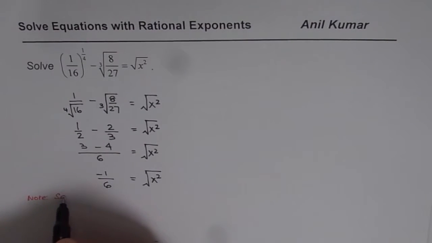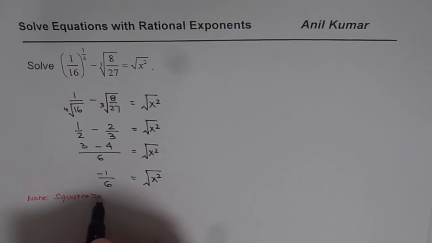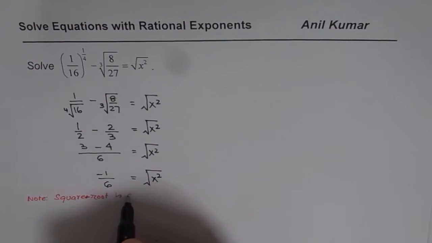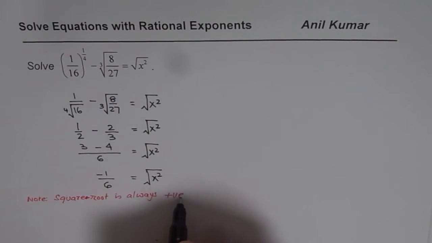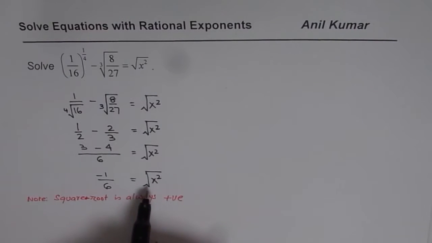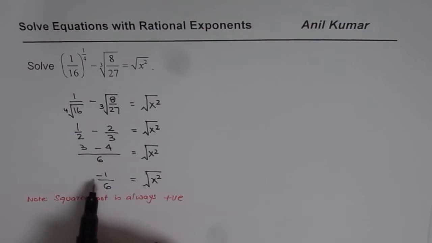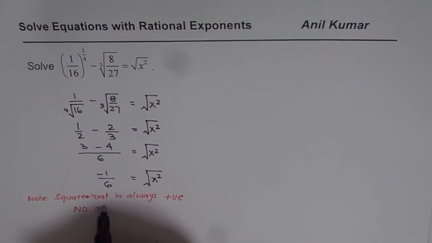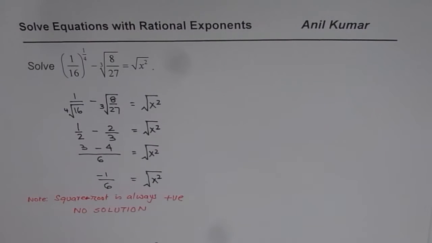So square root is always positive. Do you see that? On the left side we have negative 1 over 6. So square root of whatever can never be negative. So in this case we have no solution. Correct? So for this particular question there is actually no solution, right?